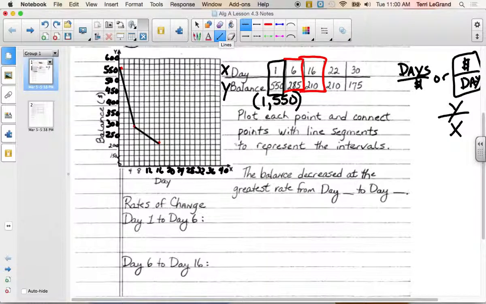And then we're ready to graph our next point, which is ordered pair (22, 210). So we'll go to 22, which is a grid line, and up to 210. Well, we should be straight across from our last point, shouldn't we? And now we will connect those two. It should be a horizontal line segment, because they both have the same y value.